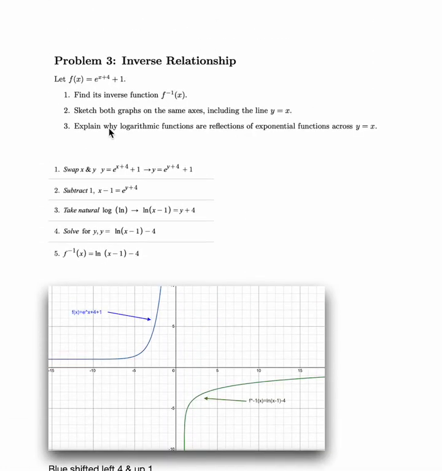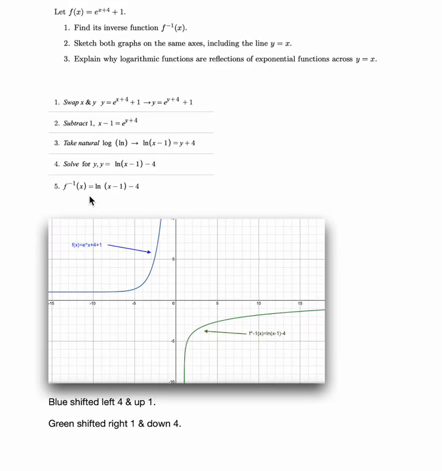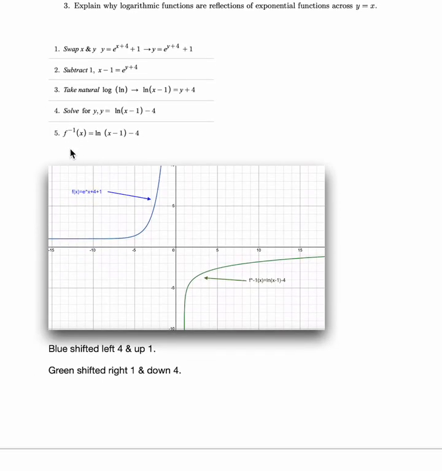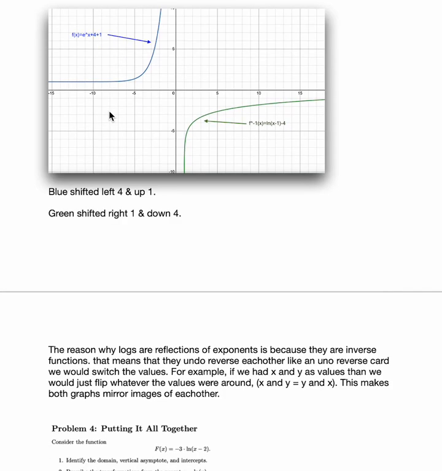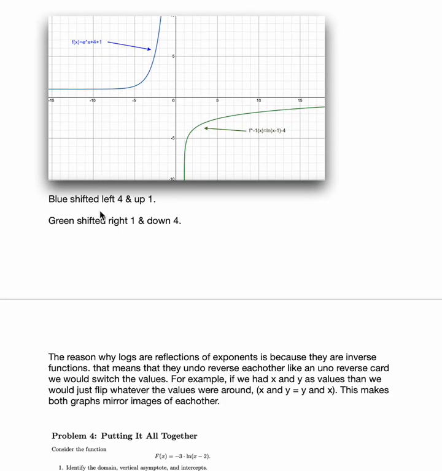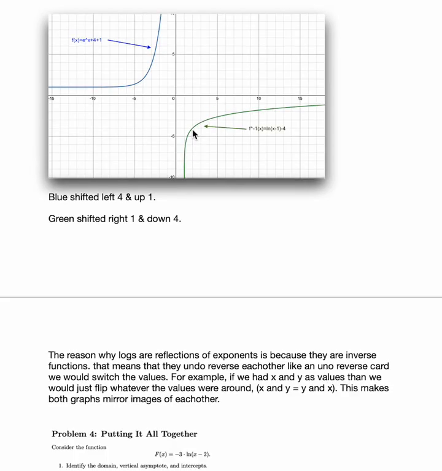So we found its inverse function here. f to the negative 1 equals ln of x minus 1, minus 4. That's its inverse function. The main difference between these is that blue is shifted left 4 and up 1, and green is shifted right 1 and down 4. So the inverse function is the green, and the function that we were originally using is the blue.